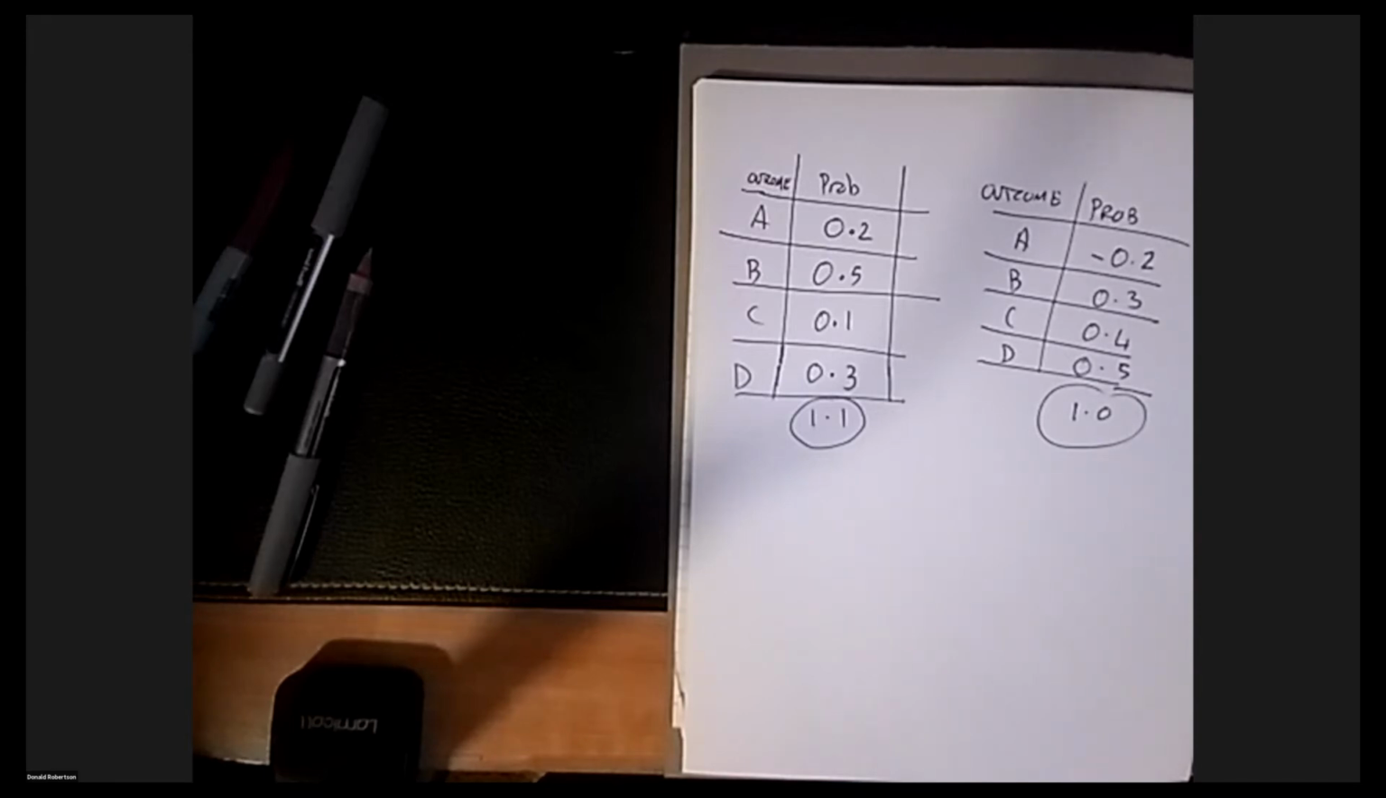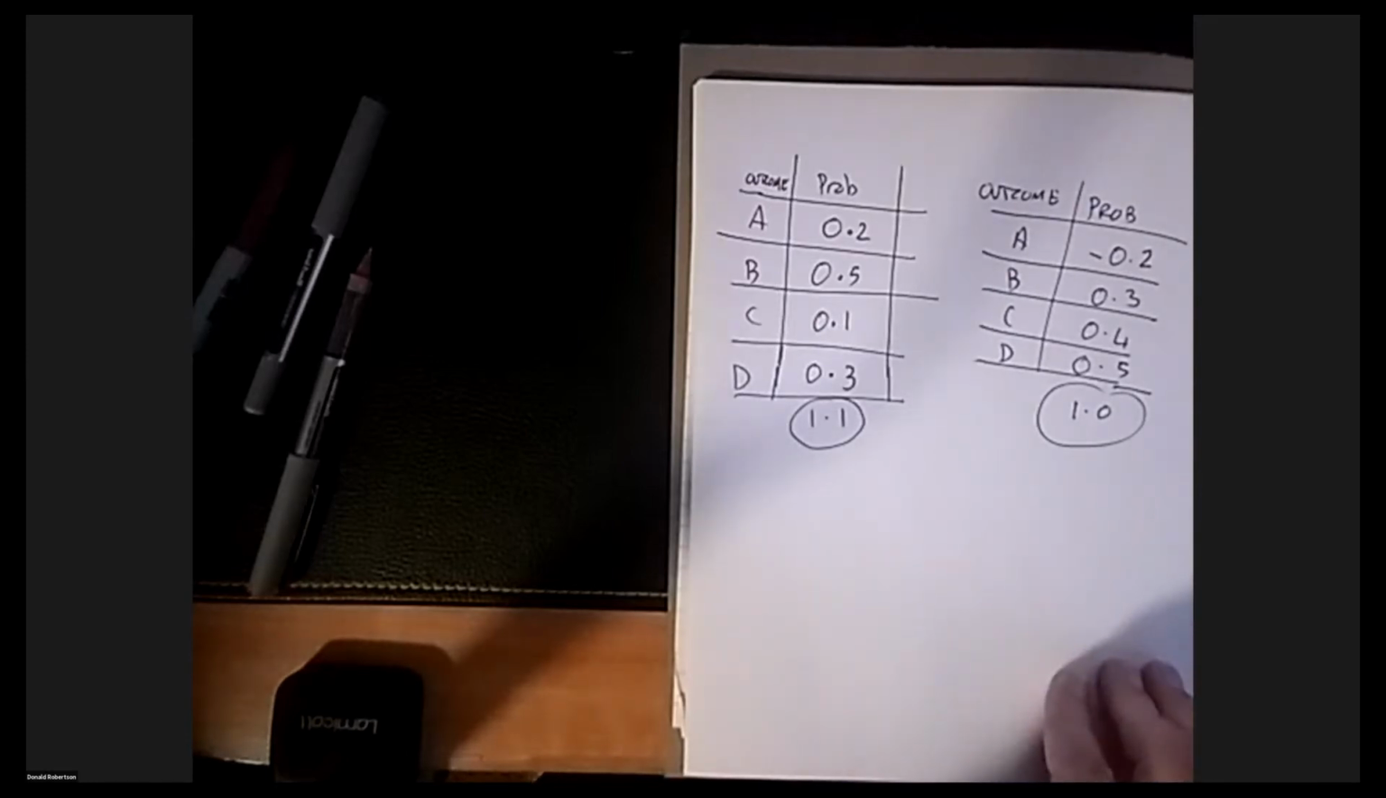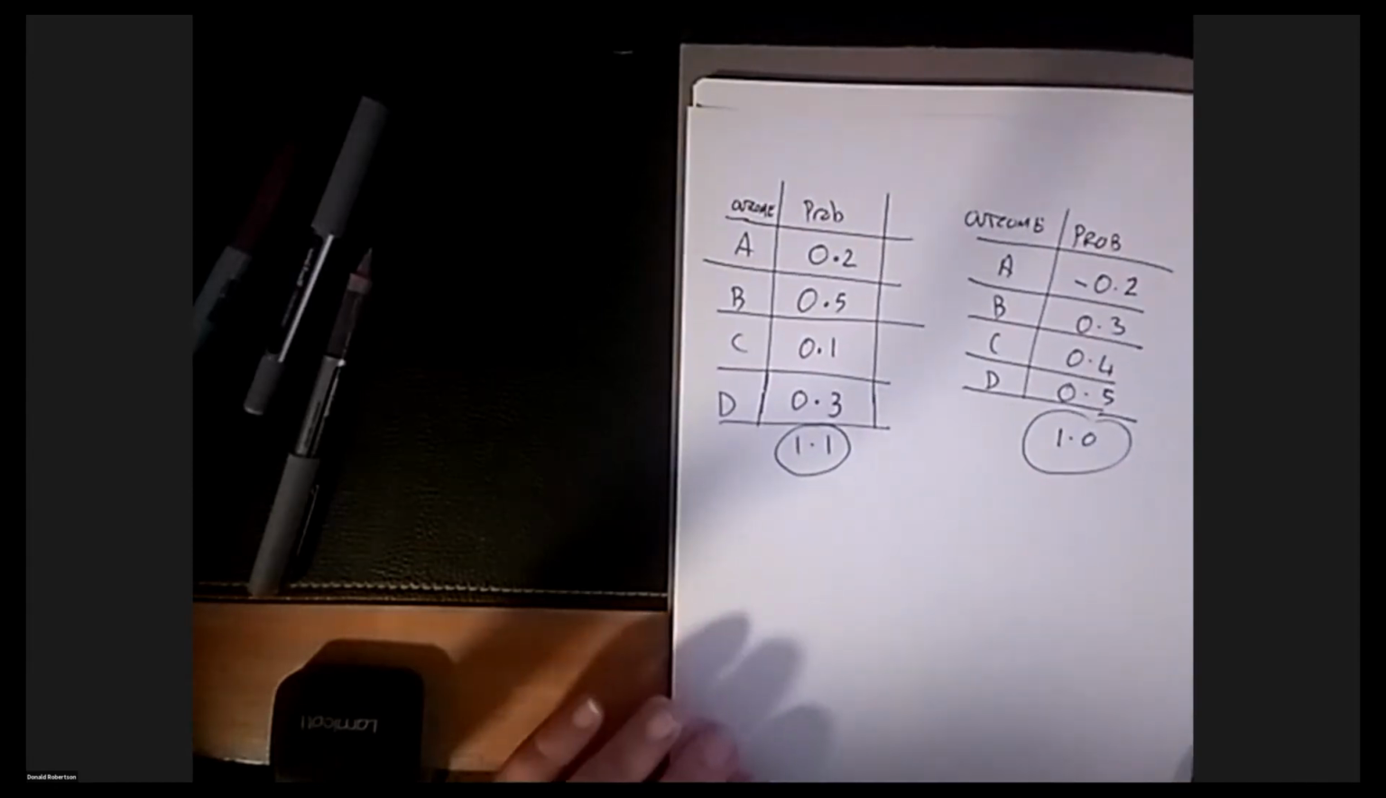A probability of -0.2 has no meaning. It's a bit like saying, 0 is the worst probability in the world for an event because it means it's never going to happen. Well, negative 0.2 has no meaning. It doesn't make sense. So are we good? Yes, sir.